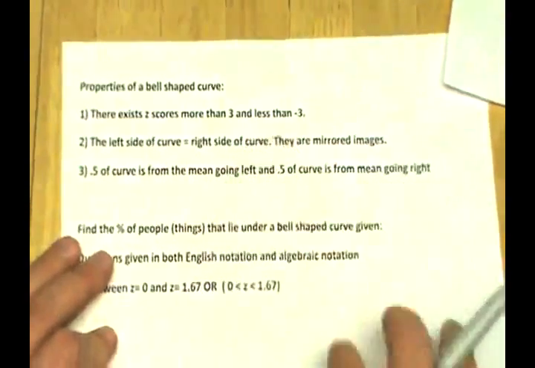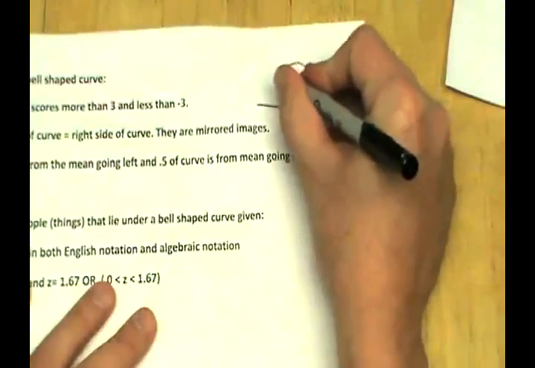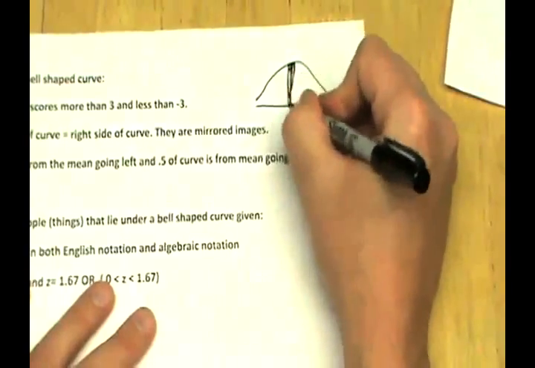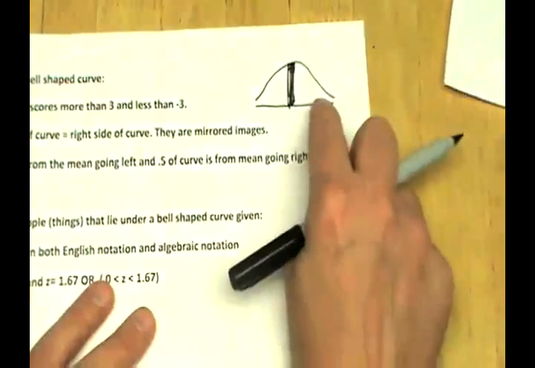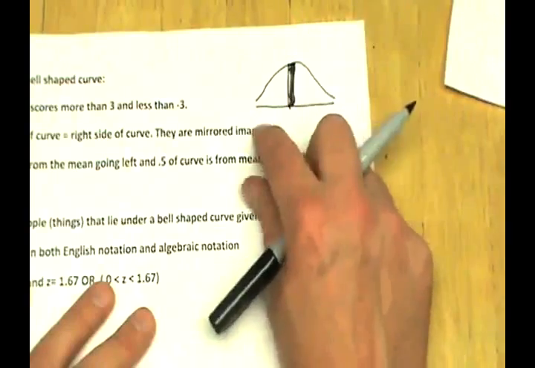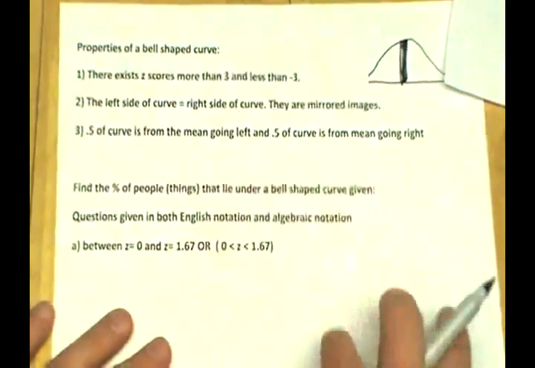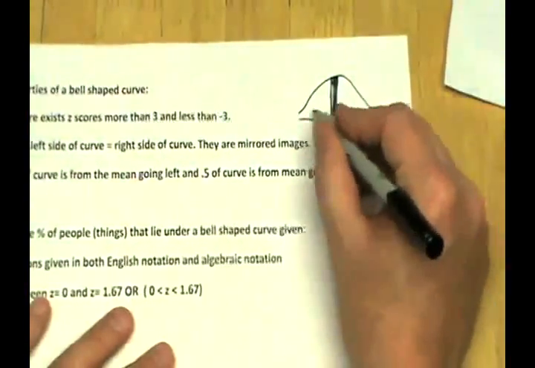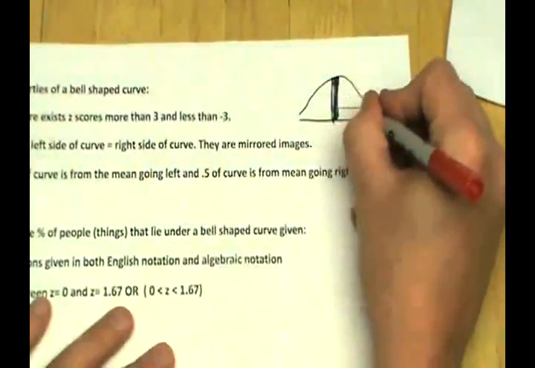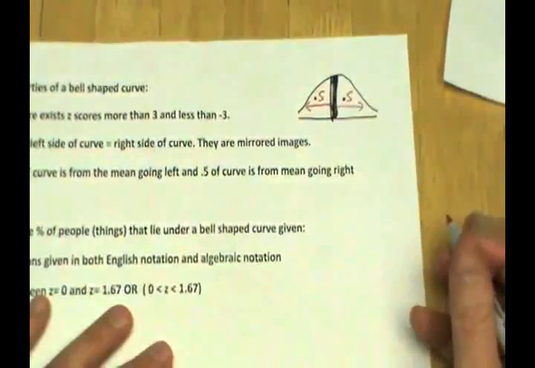The left side of the curve is equal to the right side of the curve. What we mean by that is if we break up a bell-shaped curve at the mean, right in the middle, you'll notice that the right side and the left side can be folded onto one another, so they're mirror images of one another. That's going to come in handy in just a second. And the third one says 0.5 of the curve is from the mean going left and 0.5 is from the mean going right. Well, 100% of people's weights, people's heights are in here, so from the middle to the right is half of the chart, and from the middle to the left is the other half, because the middle breaks it up in halves. And we're going to use that.